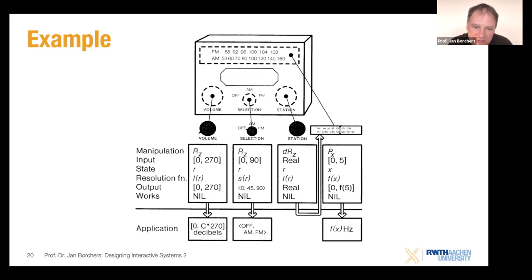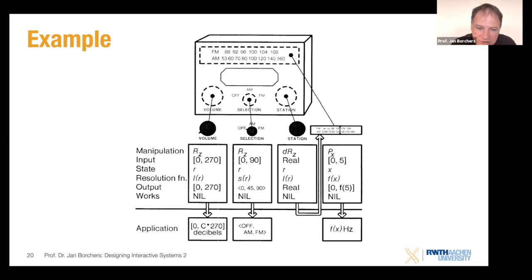This is different with the station button. It has an input of a physical rotation, the one in the middle, of 0 to 90 degrees, so only a quarter turn is possible on this thing, basically from about 10 o'clock to about 2 o'clock roughly. And this turning, the current state, is just like with the volume button a rotational angle R.